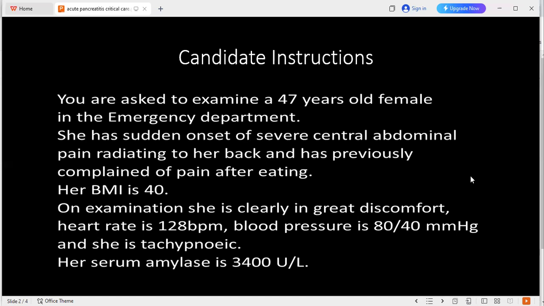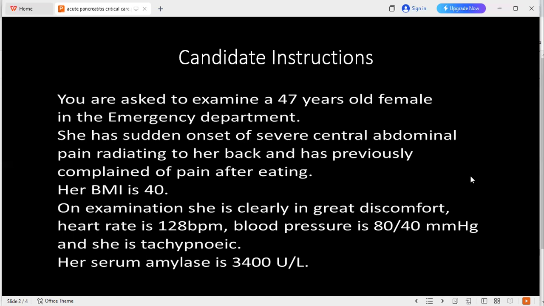Please tell me, what are the differential diagnoses after reading the scenario? I will consider acute pancreatitis, perforated ulcer, acute gastritis, acute colitis, or a perforated viscus. Please tell me what might be the causes of acute pancreatitis.